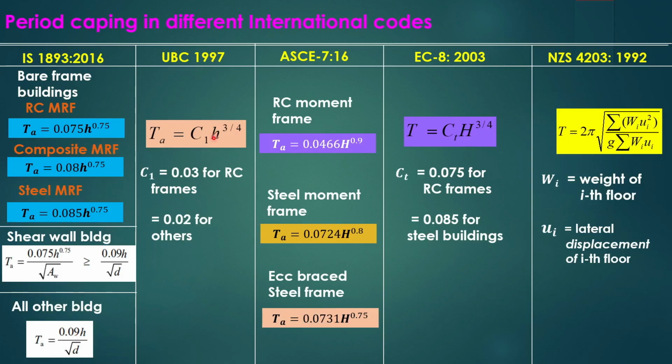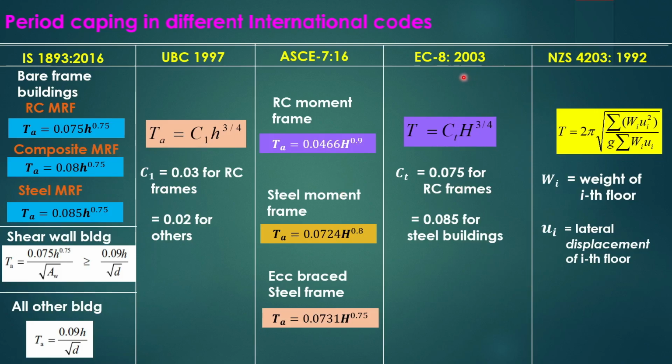In the Uniform Building Code, the formula is simple: a coefficient and height to the power 0.75. The coefficient is 0.03 for RC frames and 0.02 for other buildings. ASCE 7-16 gives for RC moment frame TA equal to a coefficient into height to the power 0.9, for steel moment frame another coefficient and height to the power 0.8, and for eccentrically braced steel frame it is 0.000731 h to the power 0.75. H is the height of the building. In this slide, small h and capital H are synonymous.